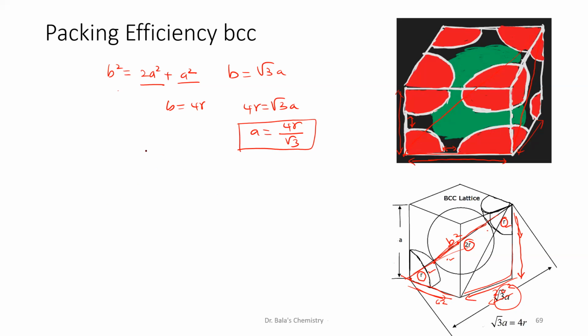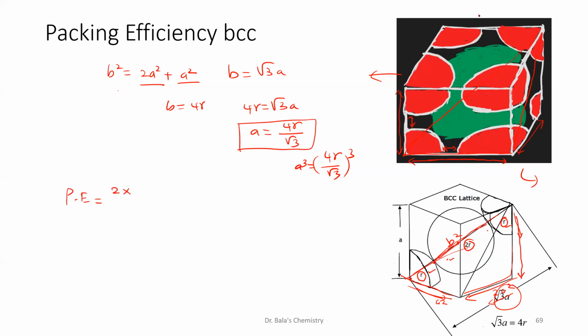So if we calculated a value, we can calculate a cube also. That is (4r by root 3) the whole cube. Then, as usual, packing efficiency, we know that. So number of atoms, how much here for this particular BCC unit cell? If we take a BCC unit cell, what is the number of atoms? 2 atoms. So 2 number of atoms. Why are we taking this 2?